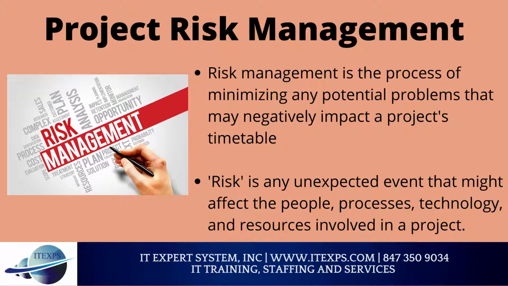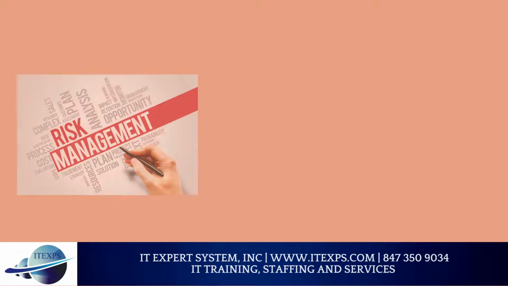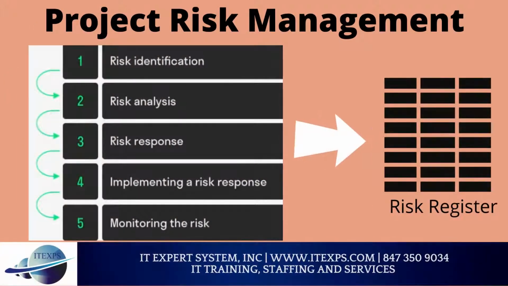Project risk management includes: risk management is the process of minimizing any potential problems that may negatively impact a project's timetable. Risk is any unexpected event that might affect the people, processes, technology, and resources involved in a project. How to manage project risks. First, project teams should work with various stakeholders and identify possible risks. Teams should log these risks in a risk register. The risk register should be updated on a regular basis as we find new risks.